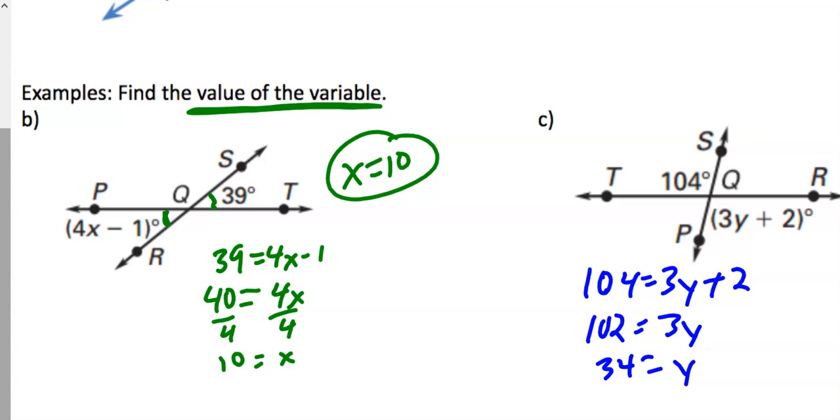Okay, so hopefully you recognize that these are going to be vertical angles, so they are going to be congruent, again, because they're diagonally or across from each other. So you're going to set them equal to each other. Again, vertical angles are always equal. And then solving that equation, finding the variable in this case, we're finding y equals 34.